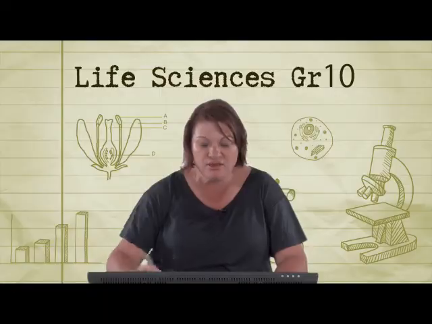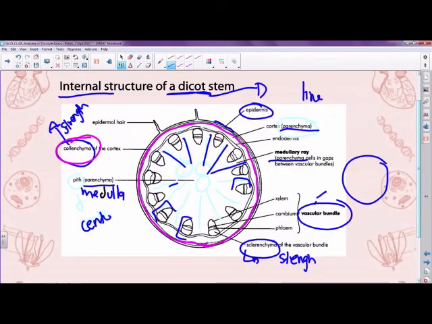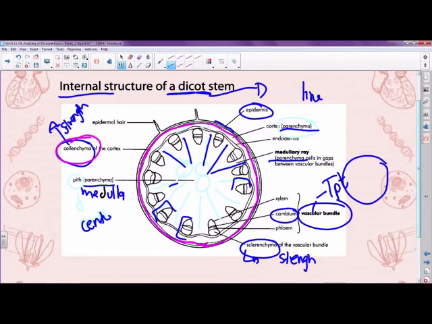What does a vascular bundle do? Remember, our vascular bundle is transport. So it's going to transport the water up the stem. Look at one of our functions. And it's going to transport the food down the stem from our leaf. Now, in the middle is this cambium. We looked at it when we looked at the root. Cambium is meristematic. It can divide.